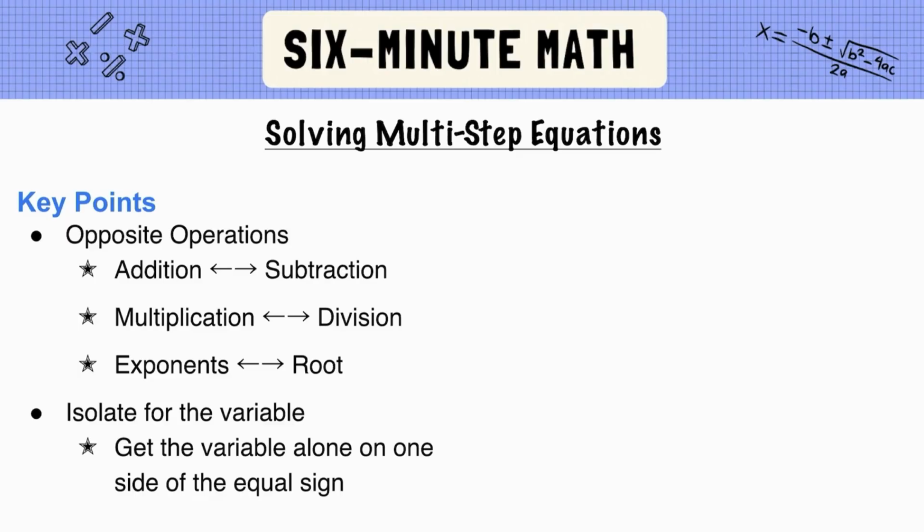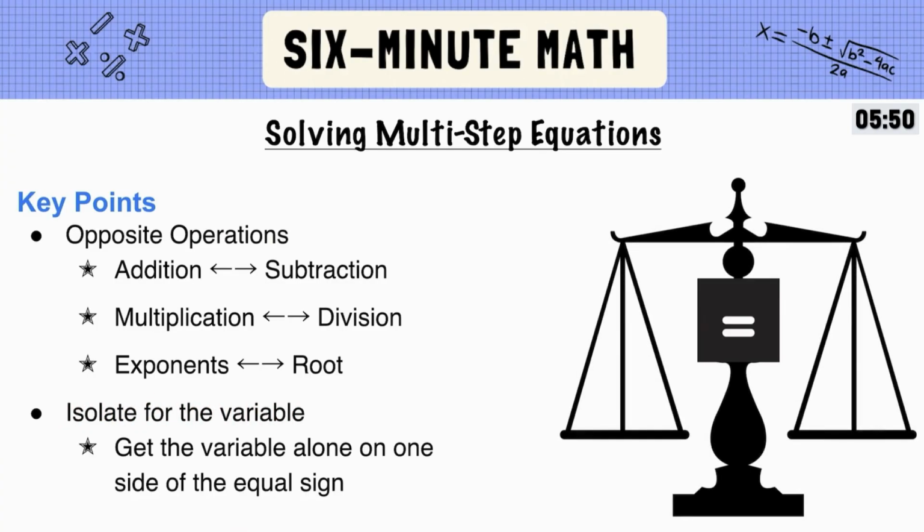Because we don't have a lot of time together, let's get going. Our key point when solving multi-step equations is that we are going to use opposite operations to isolate for the variable. We can look at any equation as a balance scale with the equal sign in the middle.